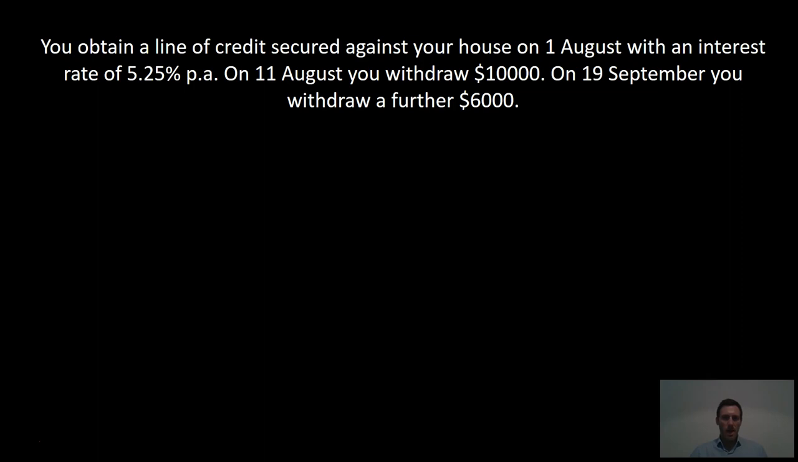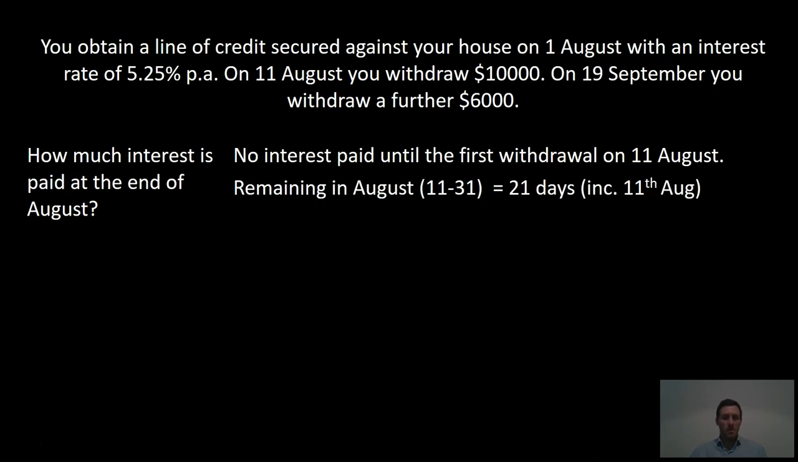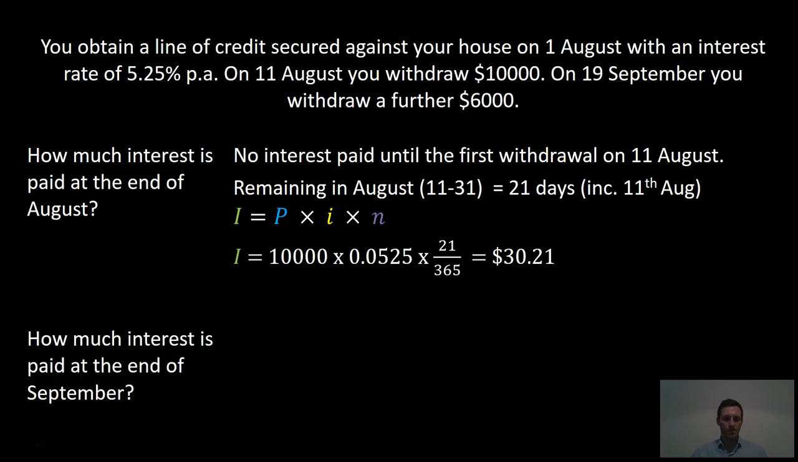How much interest is paid at the end of August? No interest is paid or incurred until the first withdrawal on the 11th of August. The remaining days in August, 31 take 11, is 21 days, including the 11th of August, because remember we've taken cash out. We use the simple interest formula. We substitute in $10,000, which is our principal, the amount we've borrowed, 0.0525, which is our interest rate converted to a decimal, times 21 days on 365, and we get $30.21 interest in August.